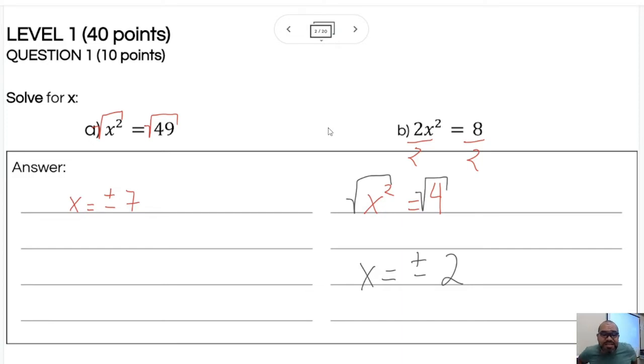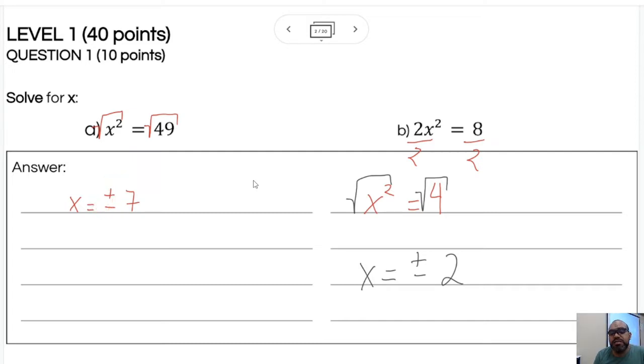Which number times itself equals 49? Oh, take the square root. But probably you think, oh, Mr., just 7 solved the problem? Remember, negative 7 times negative 7 also is 49. Then the answer is x equals plus or minus, as you notice here, plus or minus 7. Remember this plus or minus sign over here.